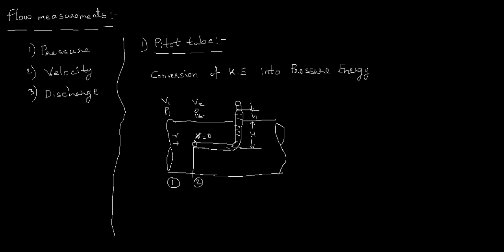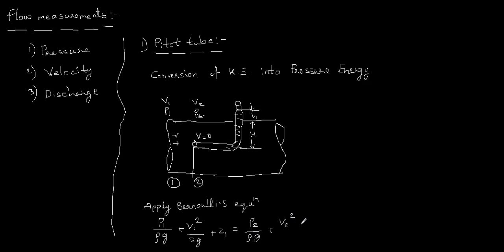So assume V2 is the velocity at section 2. Now apply Bernoulli's equation. When we apply this Bernoulli's equation, what will be the equation form? The equation we already know: P1 by rho g plus V1 square by 2g plus Z1 is equal to P2 by rho g plus V2 square by 2g plus Z2.